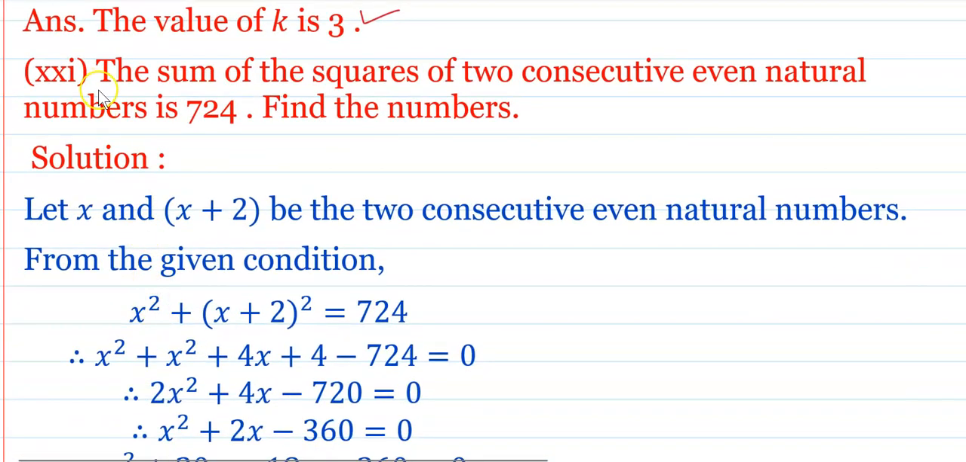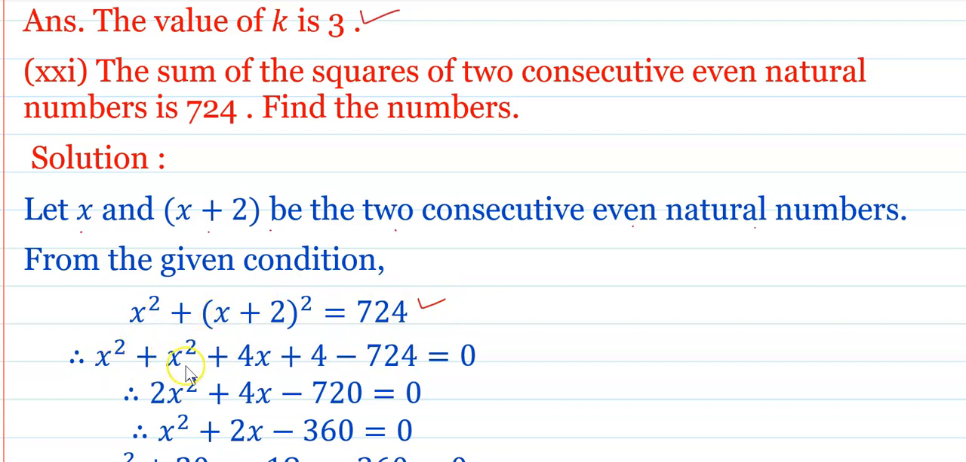Now the next question. The sum of the squares of two consecutive even natural numbers is 724. Find the numbers, consecutive numbers. First, let x and x plus 2 be the two consecutive even natural numbers. From the condition, their squares, that is x square plus x plus 2 bracket square is equals to 724.